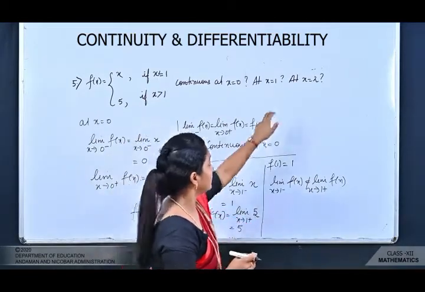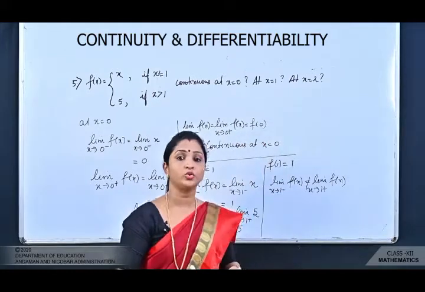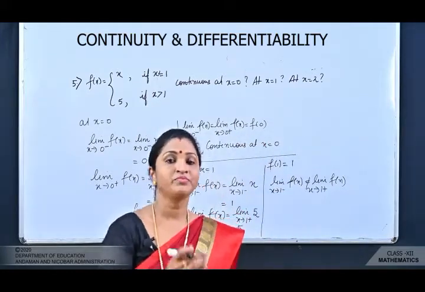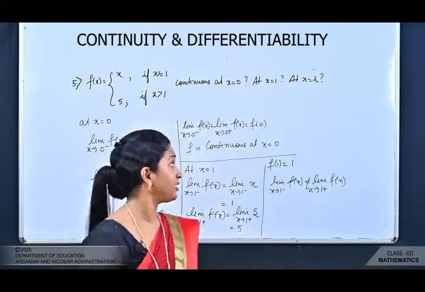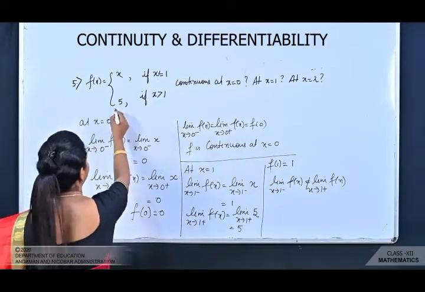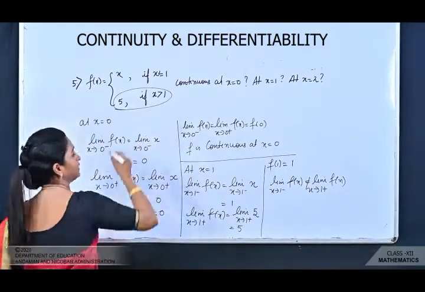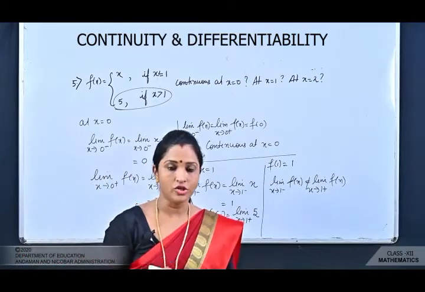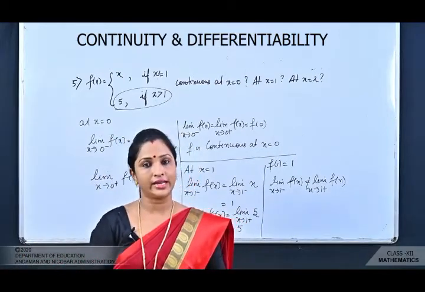Correct? Now this is the work for you. At x is equal to 2 आप खुद करेंगे घर पे. Same way आप LHL निकालिए, RHL निकालिए. एक चीज याद रखना, x is equal to 2 will come under this condition only because it is greater than 1. Clear? So this is the work for you. Now we'll see the next question here.